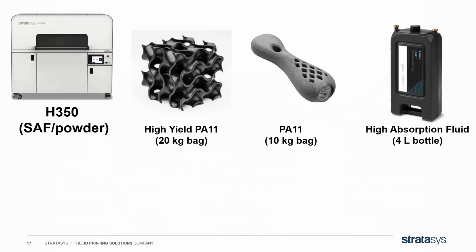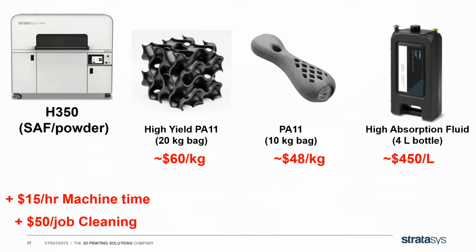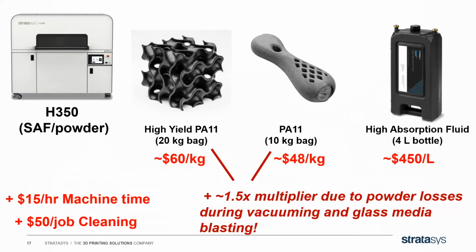For the H350, it was harder to Google it, but I asked around internally and got some informal prices that we can use. Also, things like how much per hour machine time and job cleaning. Even the operators were telling me you should multiply the price by 1.5 due to some powder losses during vacuum and glass media blasting. Our system can take into account some of these, like machine time, but job cleaning and the multiplier, you have to find other ways to put them into the formula that we have.